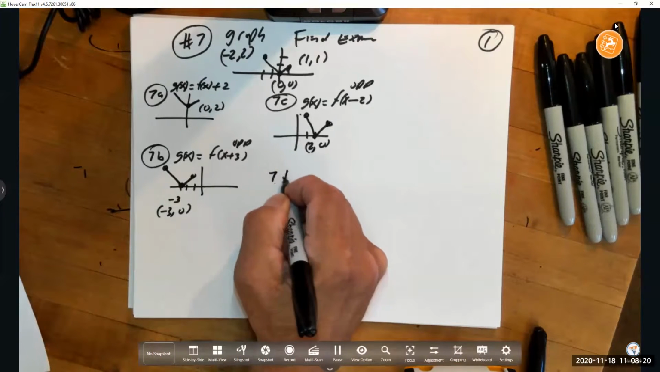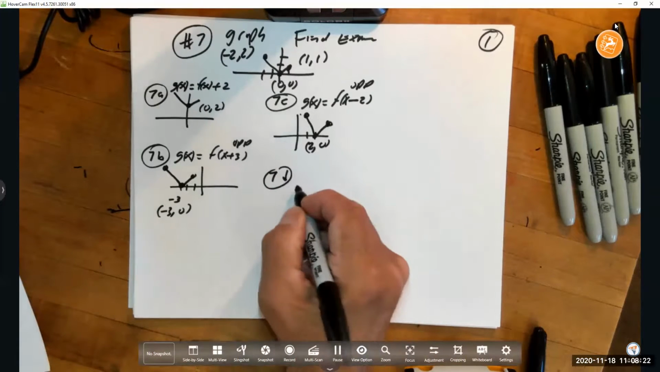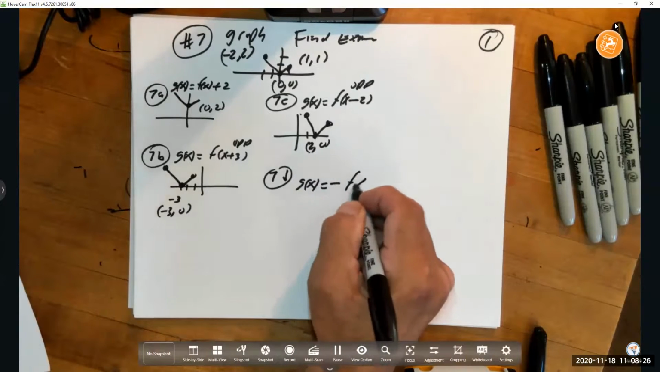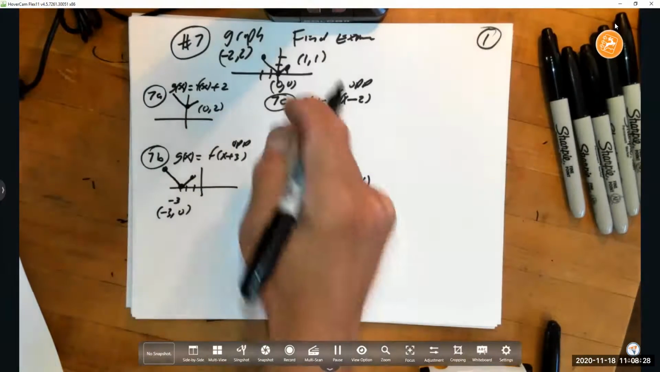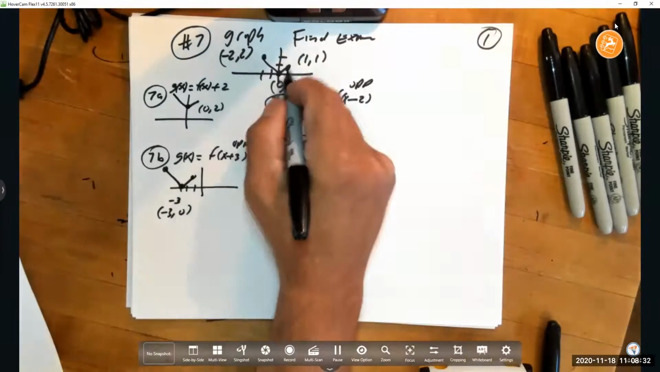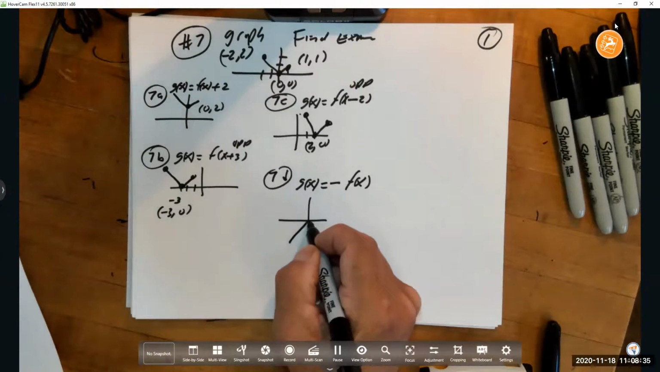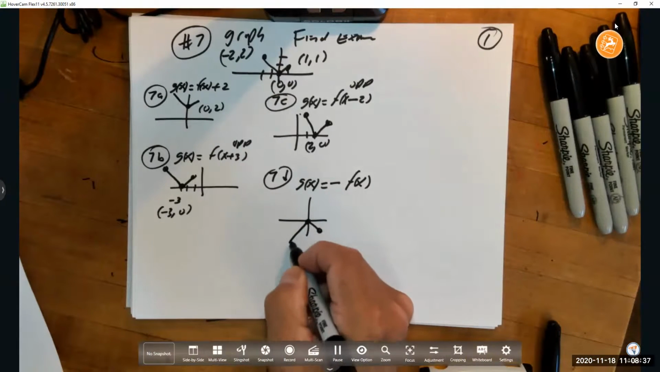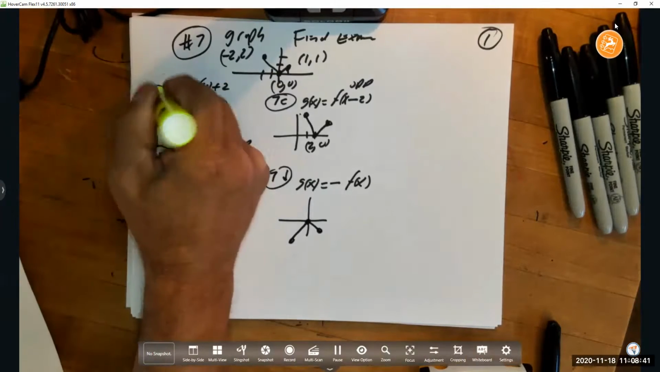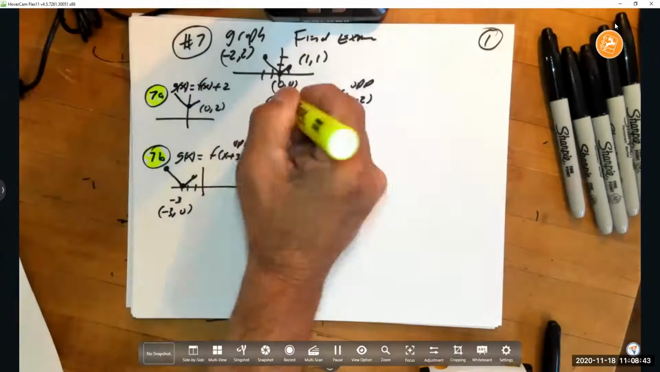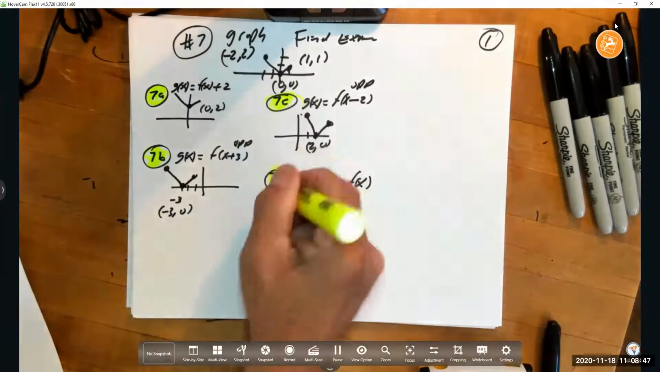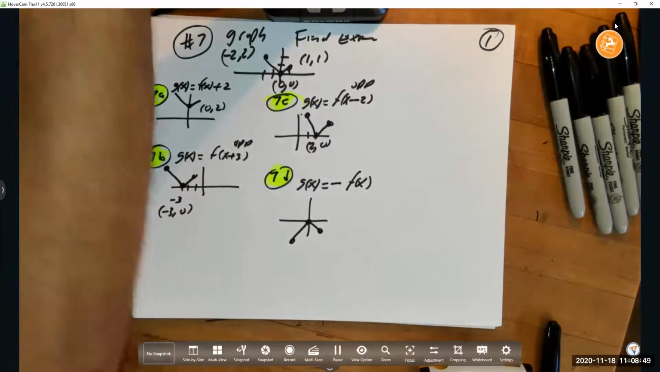7 letter D. I'm going to say g of x is equal to negative of f of x. So what's going to do is this graph right here is going to flip it upside down. So instead of this way, now it's going to be down here, something like that. Okay. So I got A, B, I got C, I have D. A, B, C, and D. Is that all right for A, B, C, D?